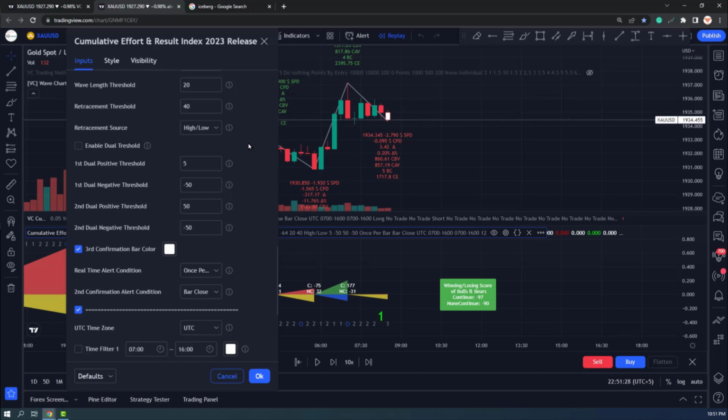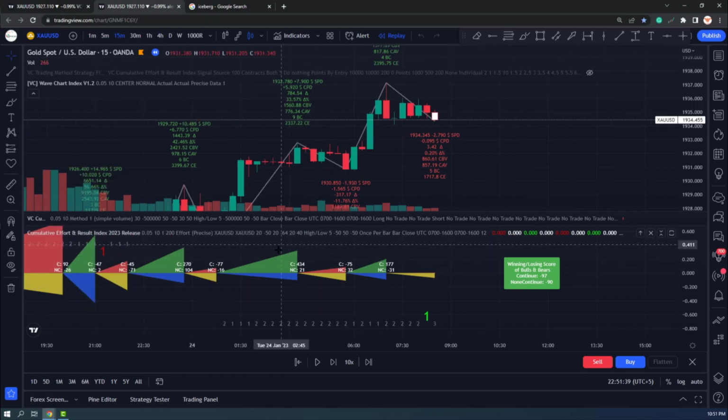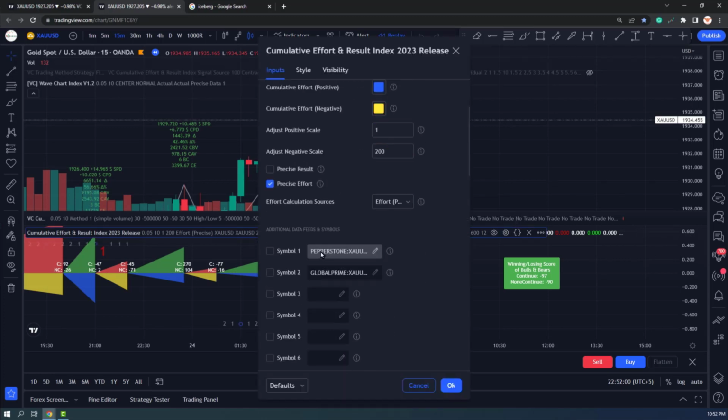Okay, now let's talk about dual threshold. Very easy. You see here, at the end of each wave, there are two types of comparison: the continue comparison and the non-continue comparison. If we want to be notified only when both the continue and non-continue thresholds meet our condition, we have this input, the dual threshold.